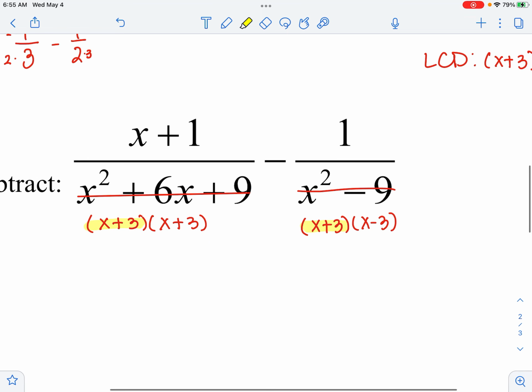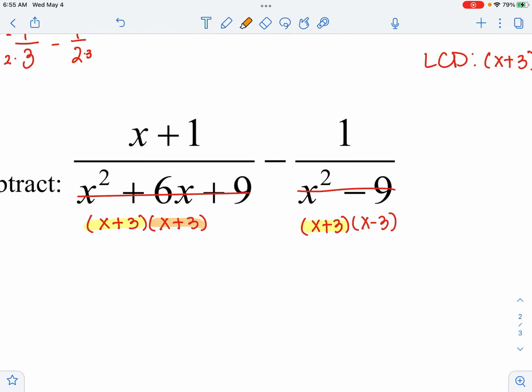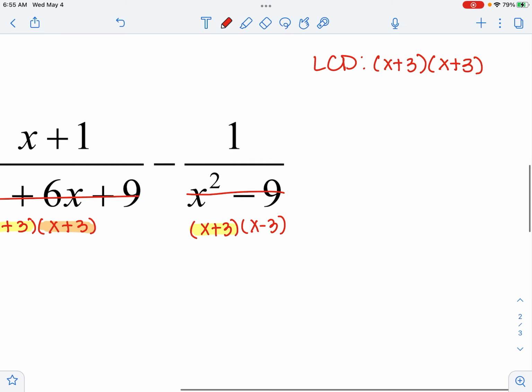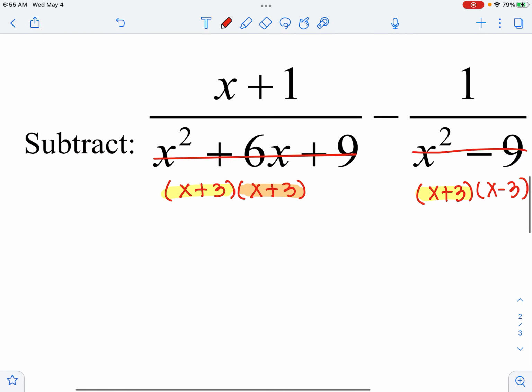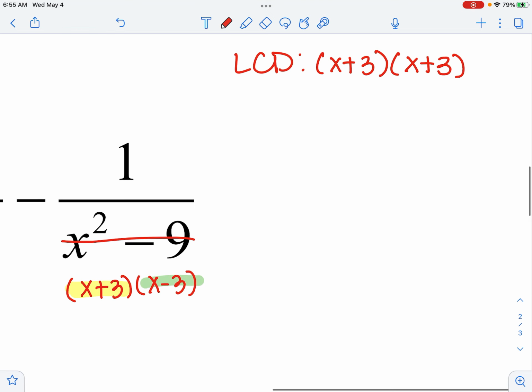Okay? All right, so now I come back to the first fraction, and I need an x plus 3 to cover this factor, so I need another x plus 3. And it will cover any x plus 3 in the second denominator, but there aren't any. So now if I go back to the first denominator, there's no more factors, but I still have a factor of x minus 3 that's not covered. So I also need to cover this x minus 3. So that is my least common denominator.